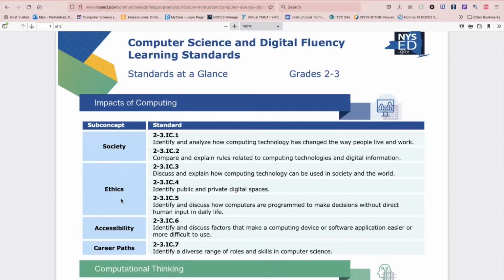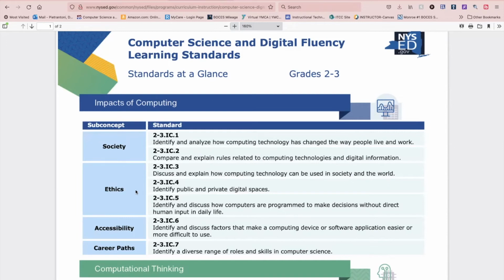Discuss and explain how computing technology can be used in society and the world. One thing I really want to point out is that, yes, these are computer science and digital fluency learning standards. It doesn't always mean you need to be using technology in order to be fluent with these standards, in order for your students to have an understanding of these standards. Sometimes traditional activities are absolutely okay and will work perfectly for your learners to understand these standards.